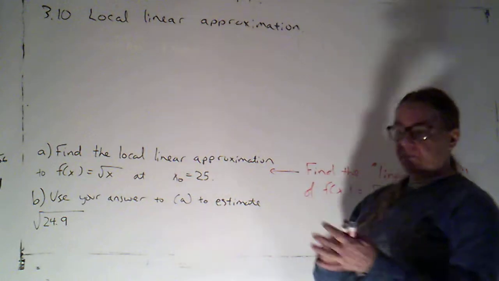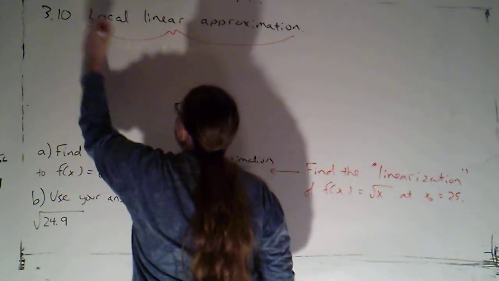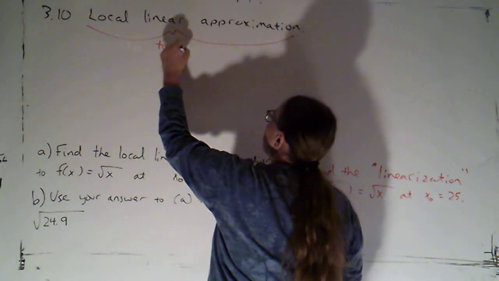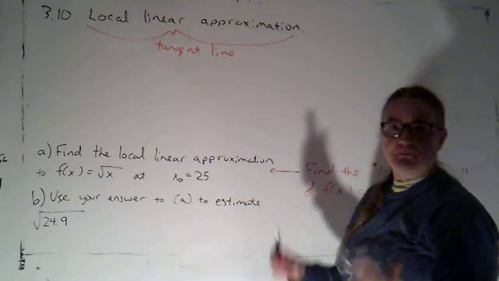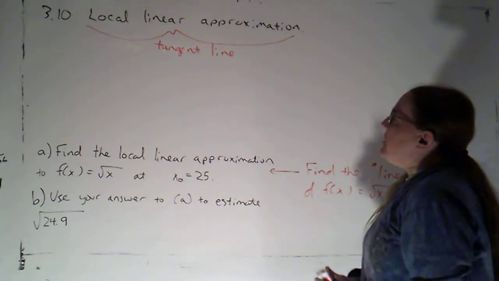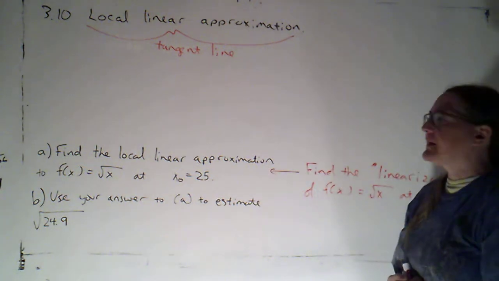Section 3.10 is about local linear approximations. And these words, local linear approximation, are just a fancy way of saying tangent line. Okay, so we'll discuss that more as we work through our example.